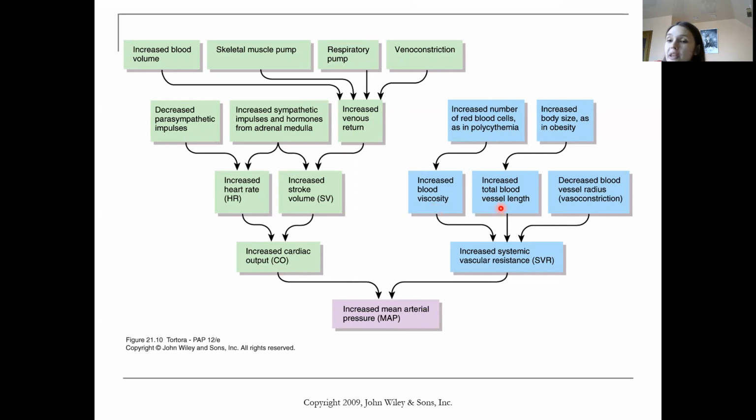Mainly this happens in obesity, because as a person increases in size, adipose tissue requires more delivery of oxygen, leading to a process of neovascularization. Everything of this will lead to increased total blood vessel length and also their cross-sectional area. And another mechanism is vasoconstriction, which could happen also due to the effect of the sympathetic division. So these three mechanisms are responsible for increasing systemic vascular resistance, which then directly increases mean arterial pressure.